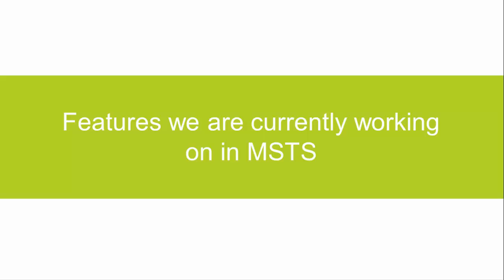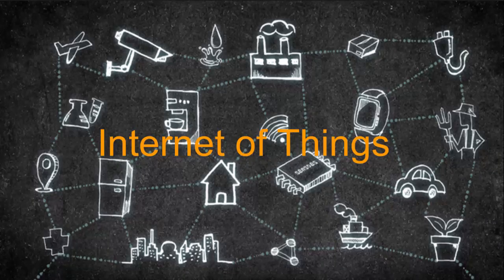At the finish of our presentation, I'll say a few words about features that we are currently working on in MSTS. The first feature is Internet of Things. Internet of Things represents a unique technology which can be integrated in all spheres of human life and at some stage will undoubtedly influence business process development.